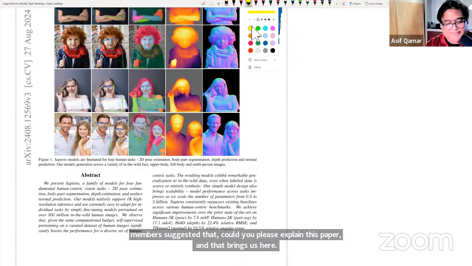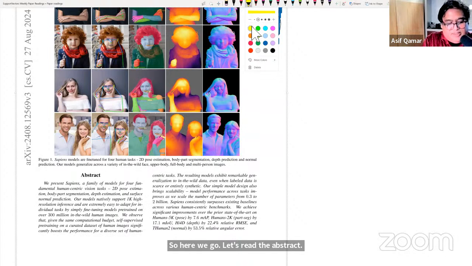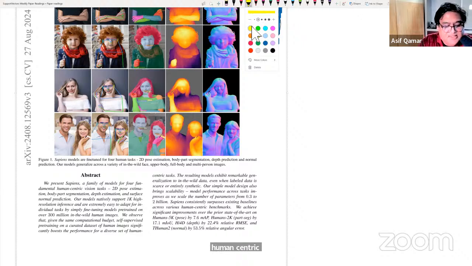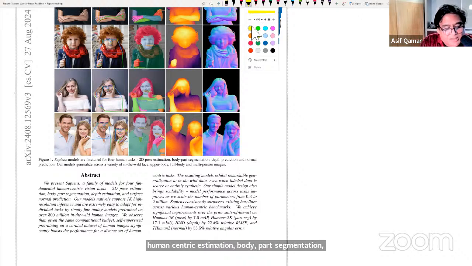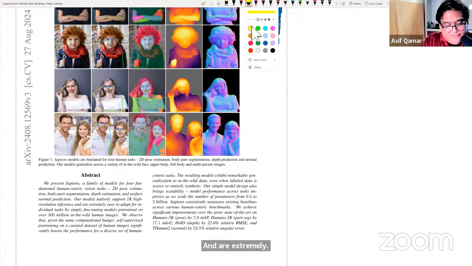We present Sapiens, a family of models for 4 fundamental human-centric vision tasks: 2D pose estimation, body part segmentation, depth estimation, and surface normal prediction. Our models natively support 1K resolution inference and are extremely easy to adapt for individual tasks by simply fine-tuning models pre-trained on over 300 million in-the-wild images. That's a lot of images to be pre-trained on.